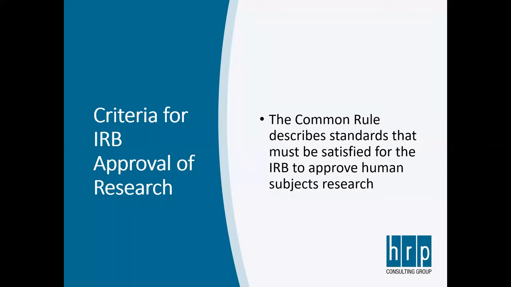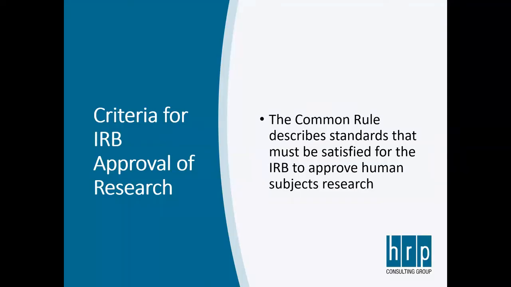So there are standards that must be satisfied for the IRB to approve human subjects research. And these criteria for IRB approval are described in the Common Rule at 45 CFR 46. And the Common Rule is a short name for the Federal Policy for the Protection of Human Subjects, and it was adopted by a number of federal agencies in 19. And the Common Rule is the baseline standard of ethics by which any government-funded research in the U.S. is held. And nearly all U.S. academic institutions hold their researchers to these statements of rights, regardless of the funding.